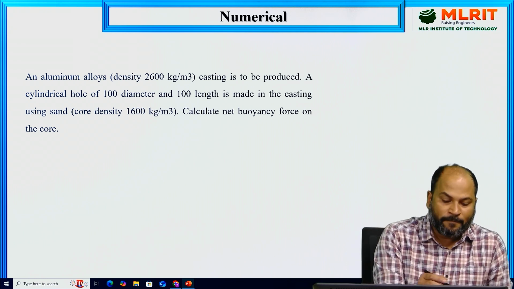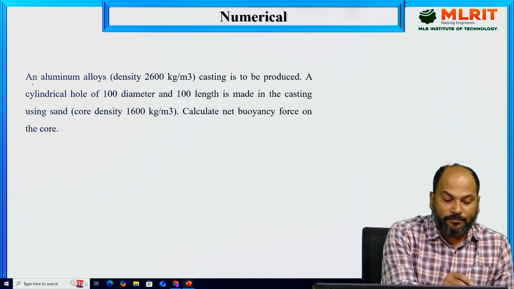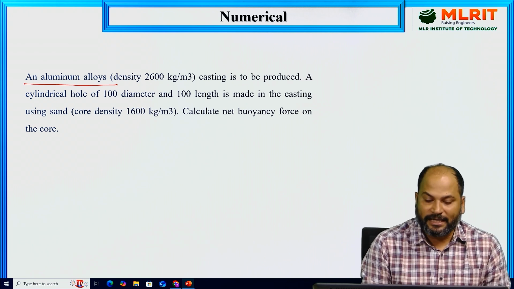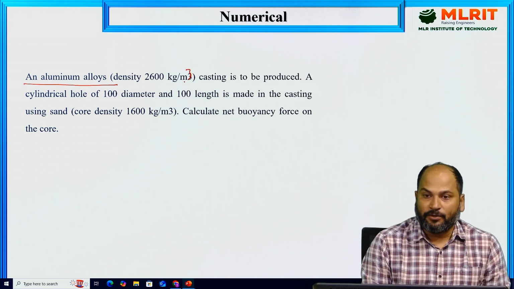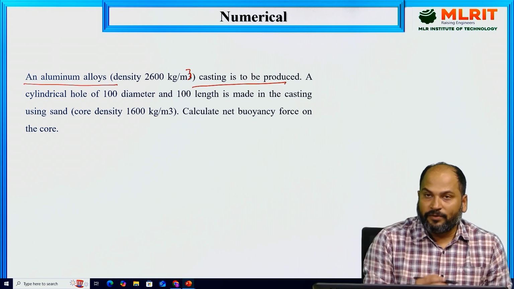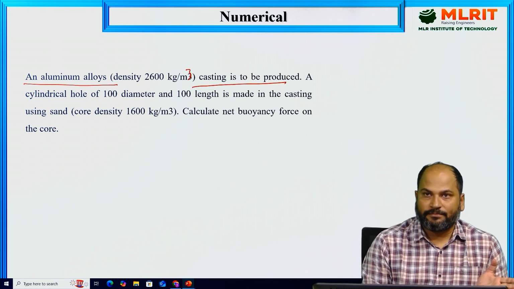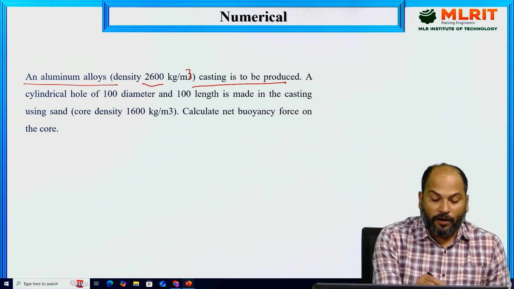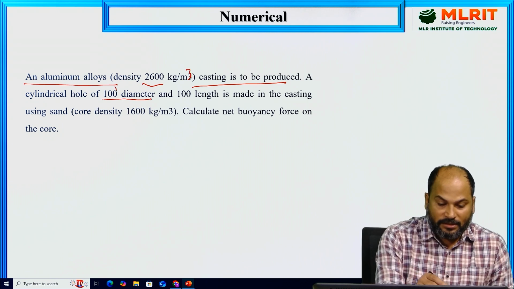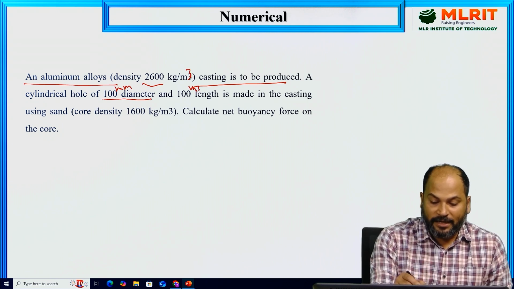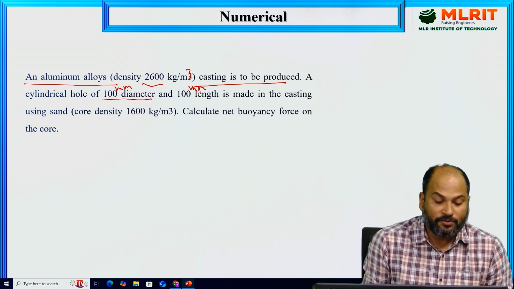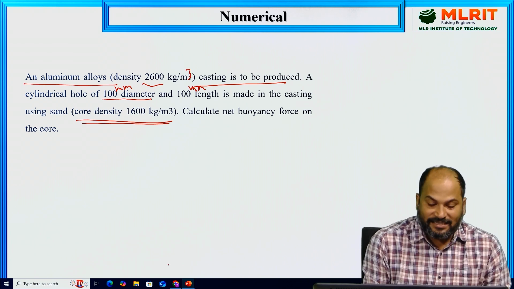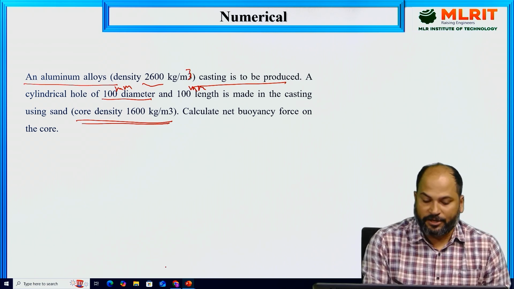So I am reading the numerical. What is the question? An aluminium casting is to be produced, whose density is given as 2600 kg per meter cube. A cylindrical hole of 100 mm diameter and 100 mm length is made in the casting using a sand core, and the core density is given as 1600 kg per meter cube.